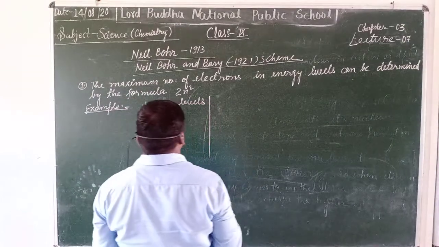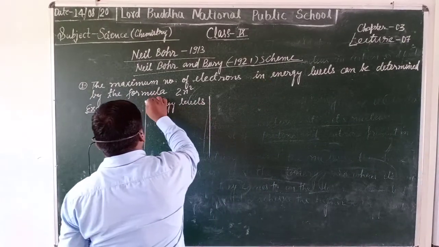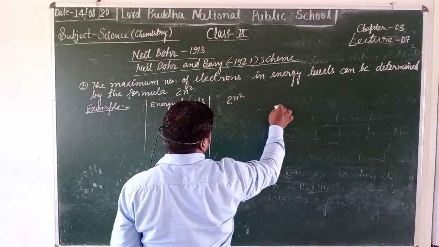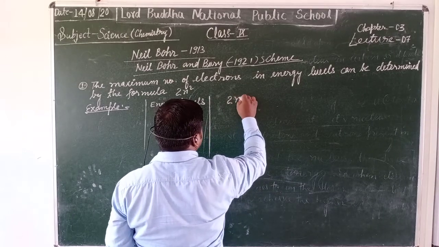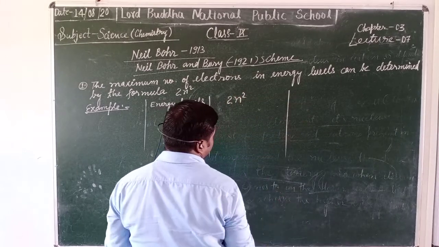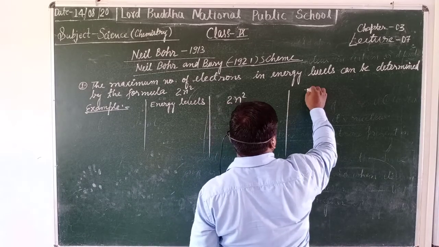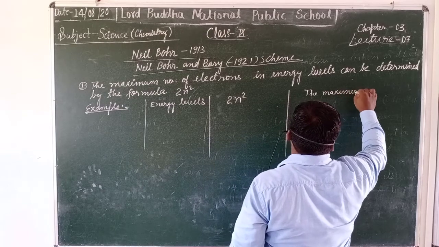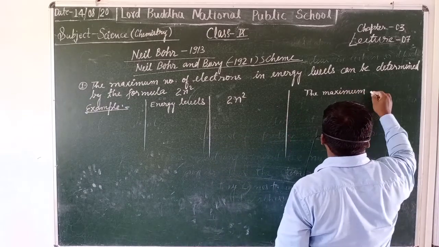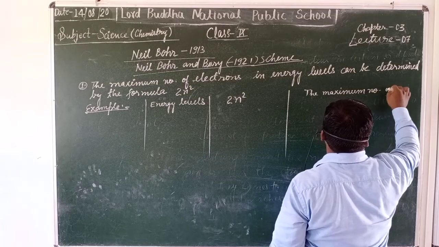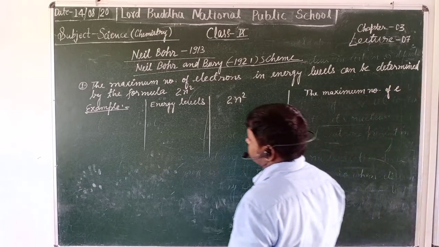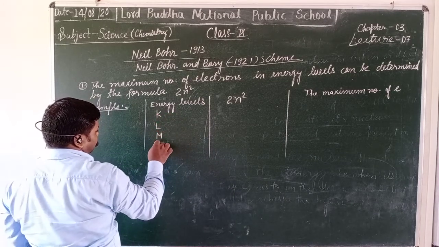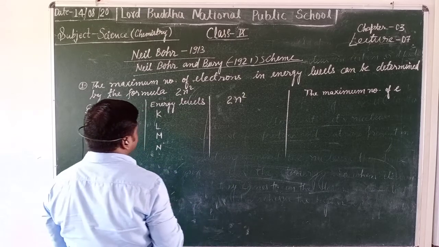Compare the energy levels with their principal number with the formula 2n², and the maximum number of electrons we obtained. Here I take K, L, M, N energy levels.